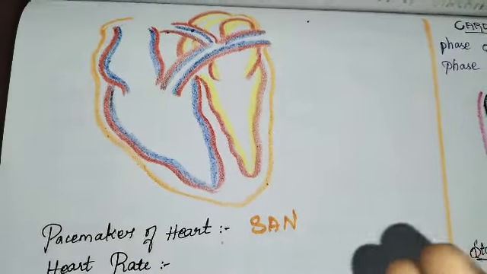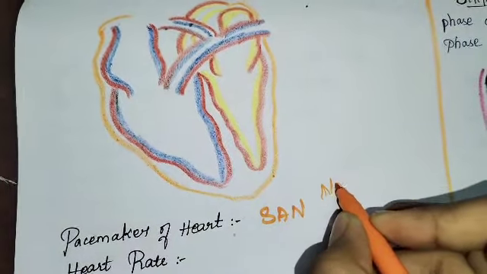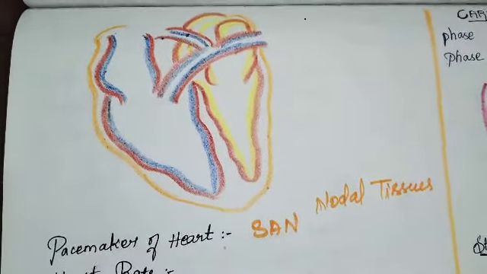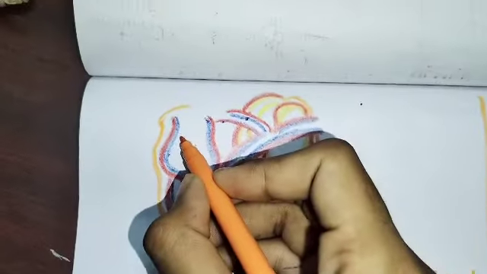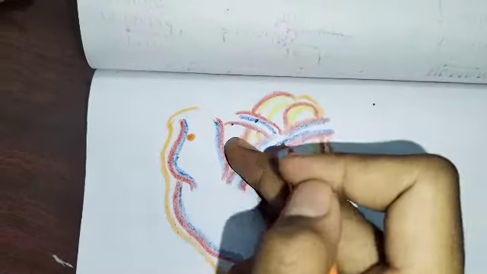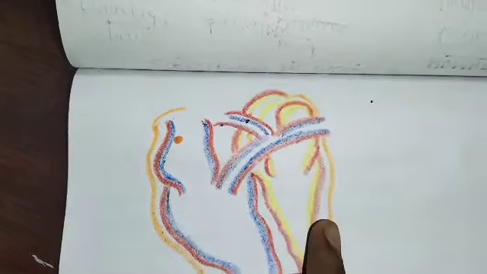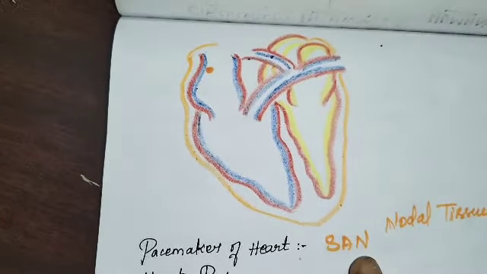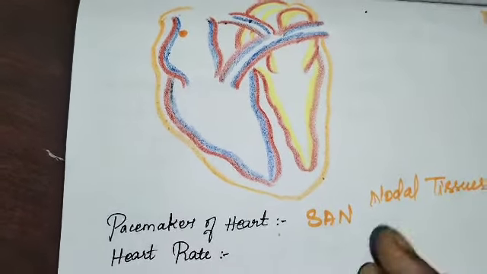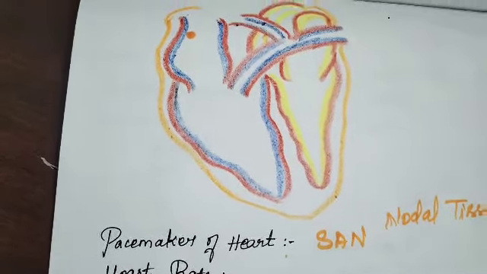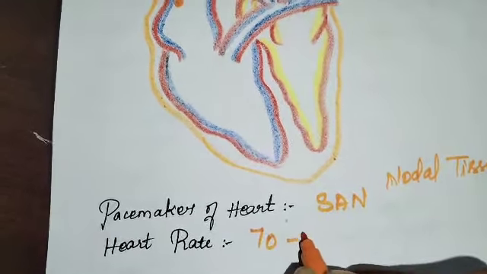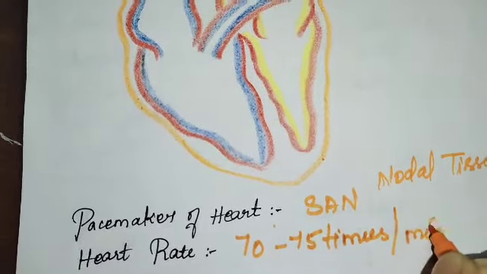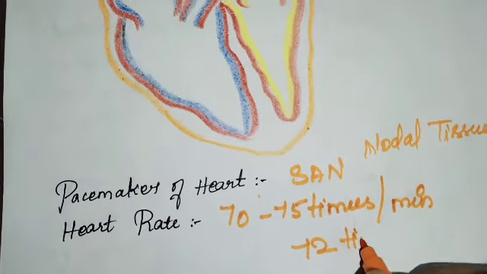The specialized cardiac muscles, they are nodal tissues. Okay, nodal tissues. What are nodal tissues? Specialized cardiac muscles. They are located at the right corner of the right atrium. Okay, right atrium, left atrium, right ventricle, left ventricle. Here is the sinoatrial node. This sinoatrial node makes the heart pump 70 to 75 times per minute. How much? 70 to 75 times per minute. On average we take it as 72 times.